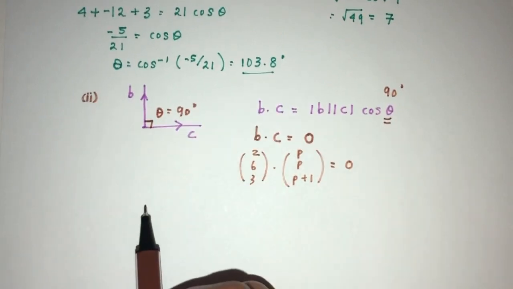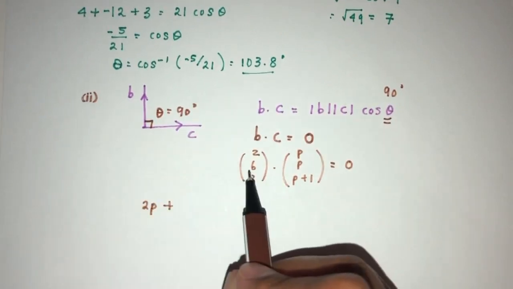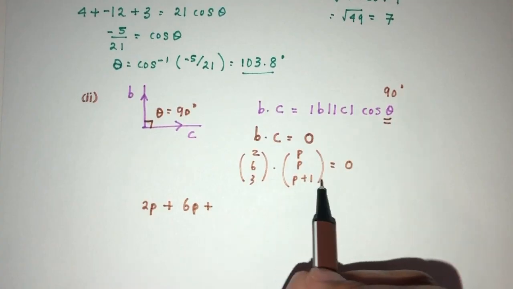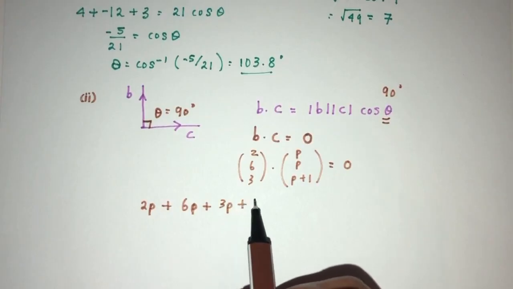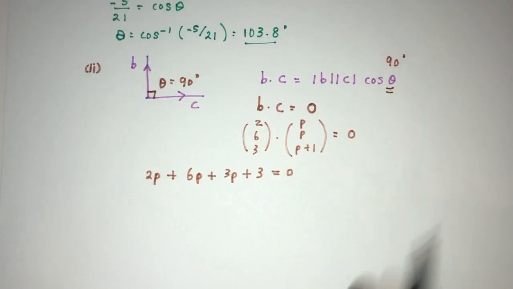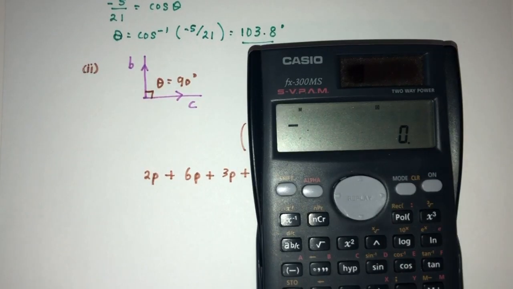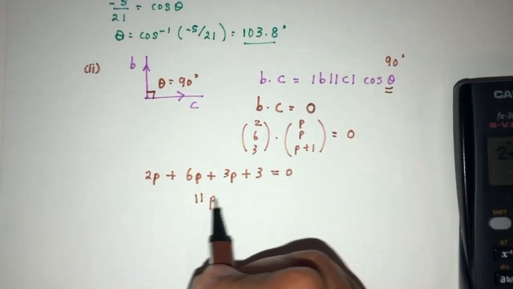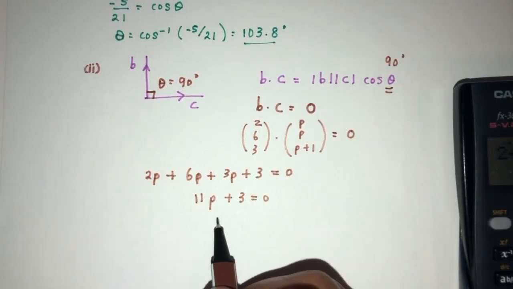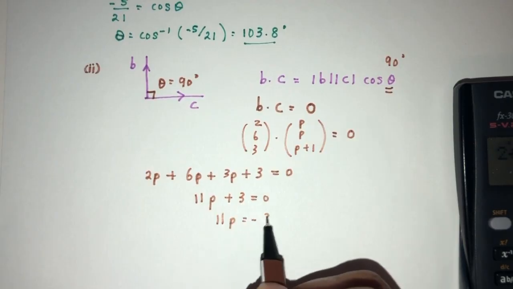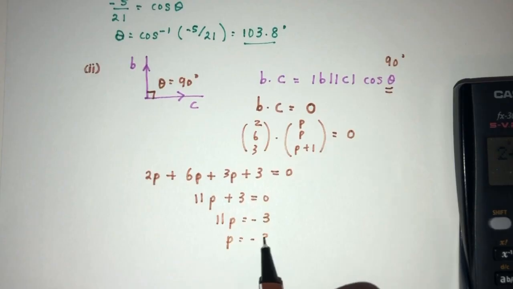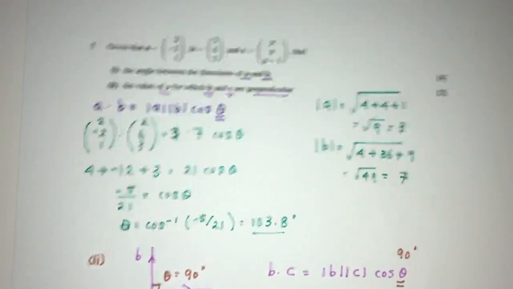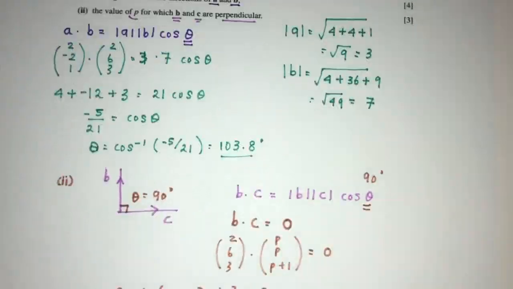So dot product, 2 times P will be 2P, plus 6 times P will be 6P, plus 3 times this will be 3P, plus the value of 3 has to be 0. Simplify. 2P plus 6P plus 3P, that will be 11P, plus 3 has to be 0. So 11P has to be minus 3, so P has to be minus 3 over the value of 11. Okay, that will be your question regarding vectors for paper 1.